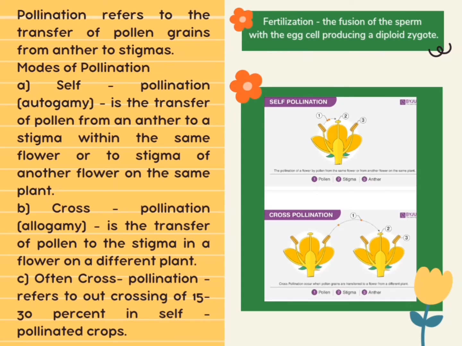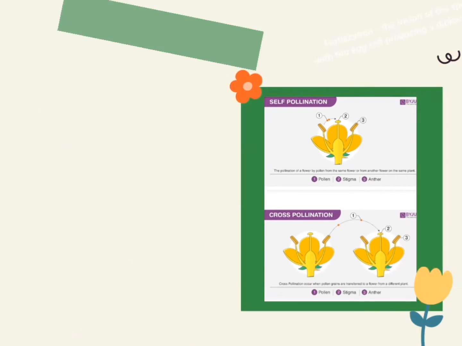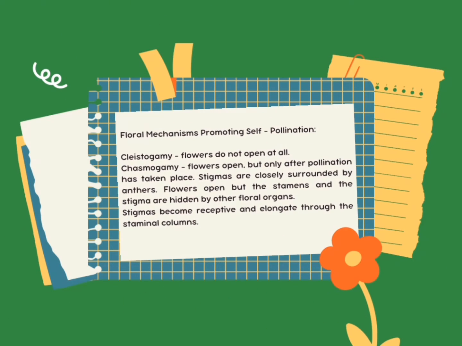Fertilization is the fusion of the sperm with the egg cell producing a diploid zygote. Floral mechanisms promoting self-pollination. Cleistogamy: flowers do not open at all.